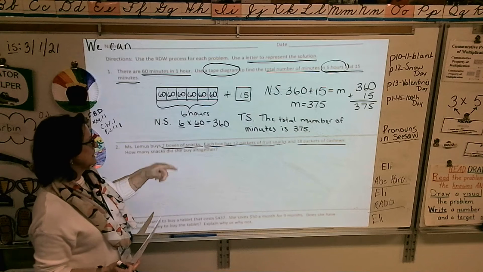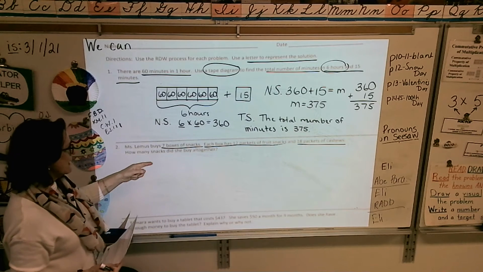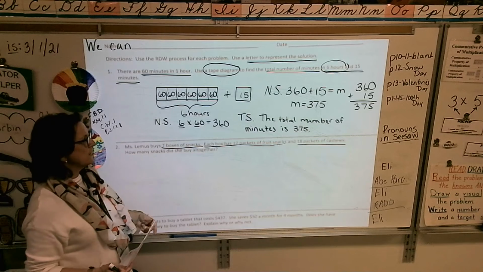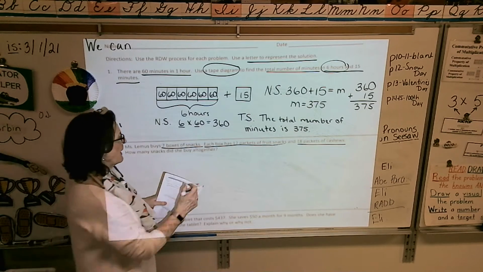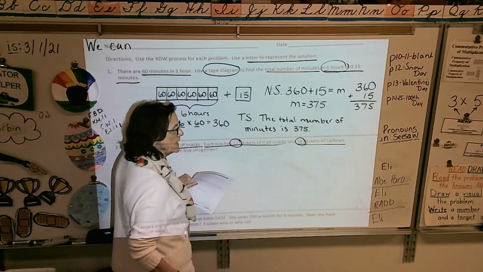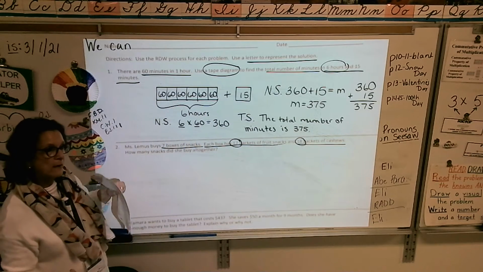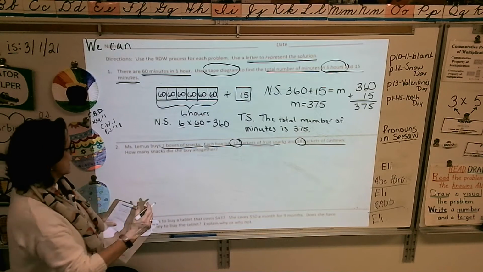How many snack packets did she buy altogether? All right, so I have my 7 boxes, but I'm wondering how many snack packets are in each box. I know each box has 12 packets of fruit snacks and 18 packets of cashews. To me, that sounds like part whole. Fruit snacks and cashews both go in the same box.